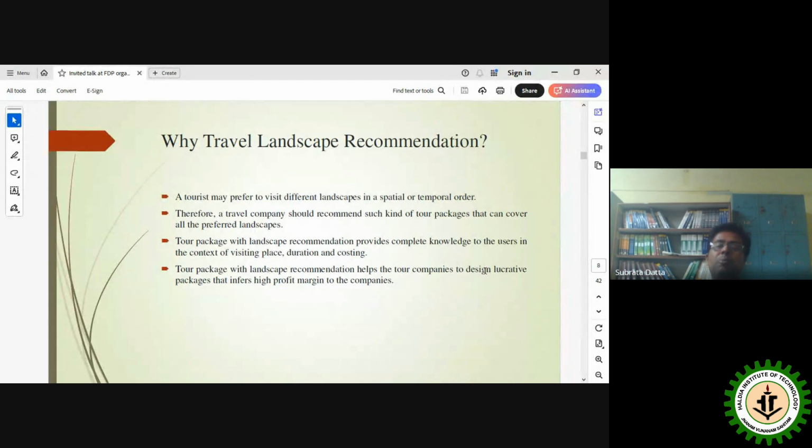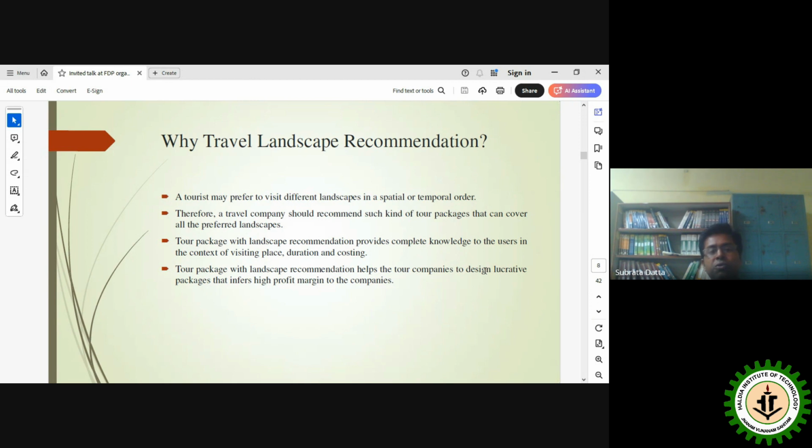Why is travel landscape recommendation actually required? As we know, we love to visit different places. The tourists may prefer to visit different landscapes in a spatial or temporal order. What is spatial and temporal order? Spatial means, for example, a tourist wants to visit places within India only, or more specifically, for example, in West Bengal. And what is the temporal order? A tourist prefers to visit any place in the month of November, for example. So tourists are bound basically within two factors: first one is the spatial concept and second one is the temporal concept.